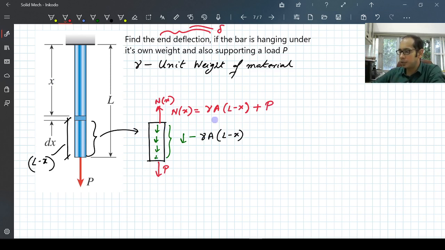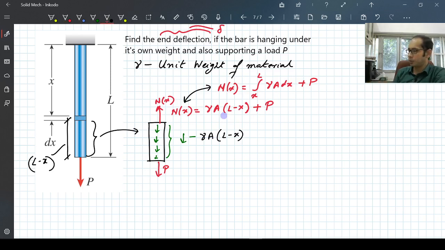Now another way to get N of x, since you guys love doing integrations, is how do we get it? The other way to get it is you take this infinitesimally small length dx over here and you integrate from x to L. So another way to get your N of x, if I have to write it that way, will be the integral from x to L of gamma A dx plus P, right? So if you do that, you will get gamma A times L minus x plus P, which is essentially equivalent to what you got over here, right?